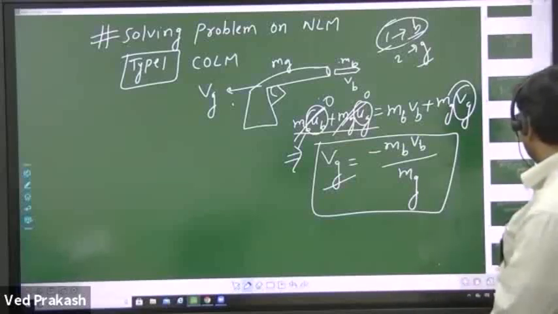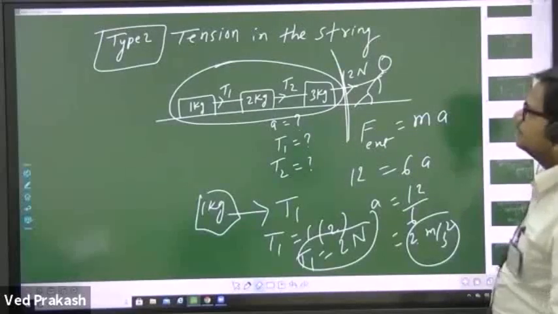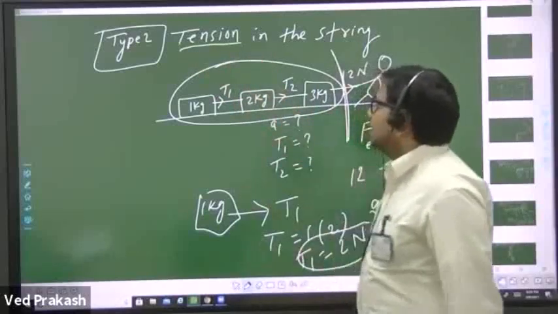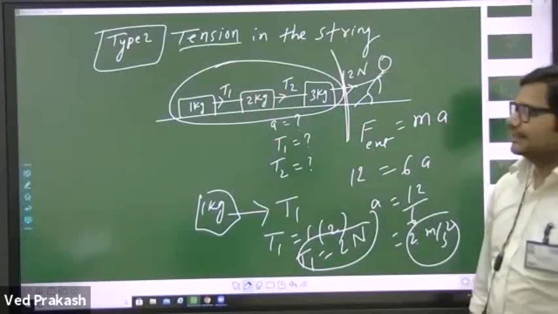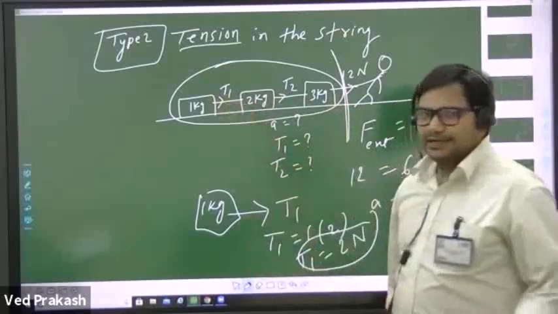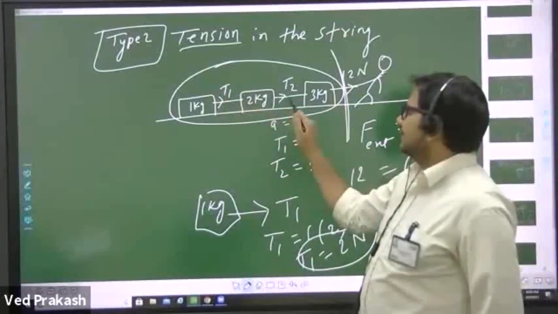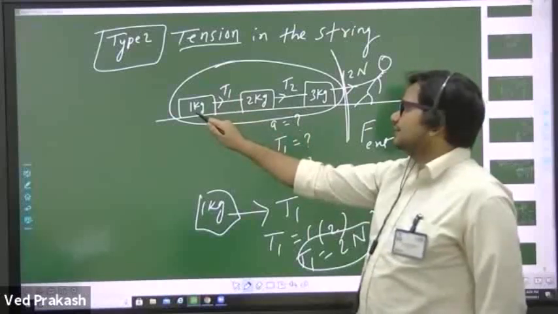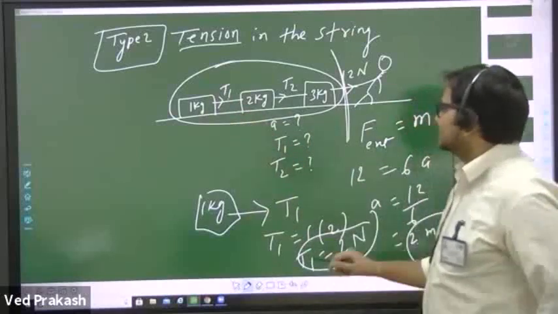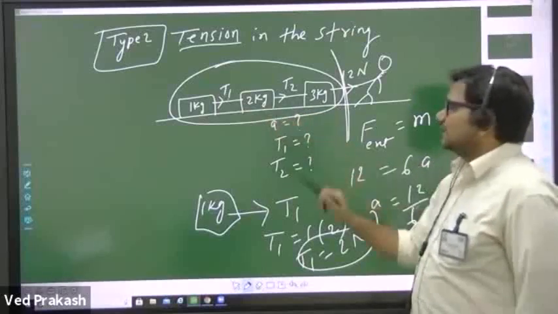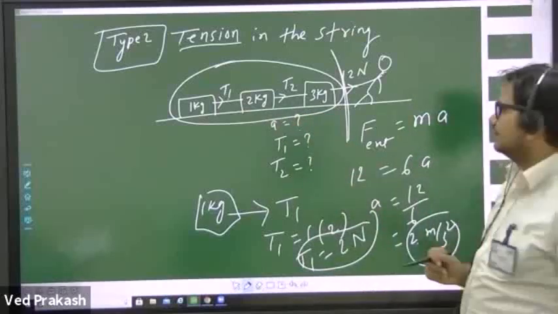So let's move to our next type, type 2. In type 2, we will learn how to find tension in the string. Suppose these three blocks are connected with strings and we have to find the tension here and here. One tension force acts between the 1 kg and 2 kg objects, and we also have to calculate the tension in the rope acting between the 2 kg and 3 kg blocks.